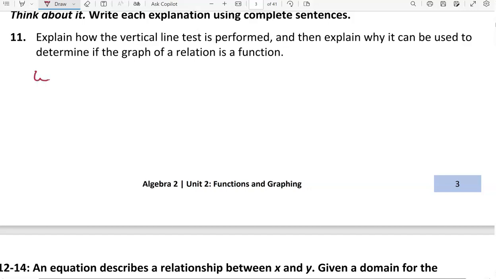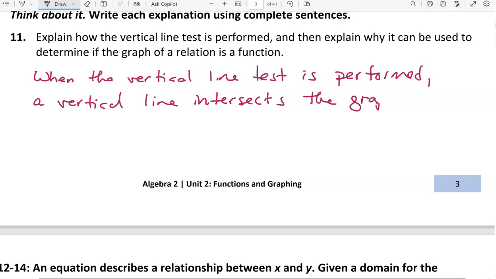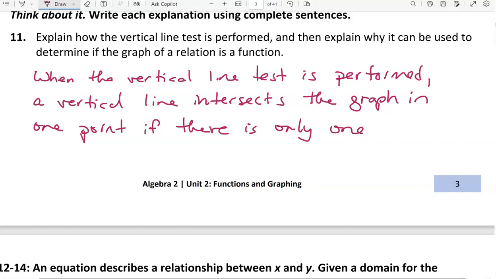So when the vertical line test is performed, a vertical line intersects the graph in one point if there is only one y value for that x value.